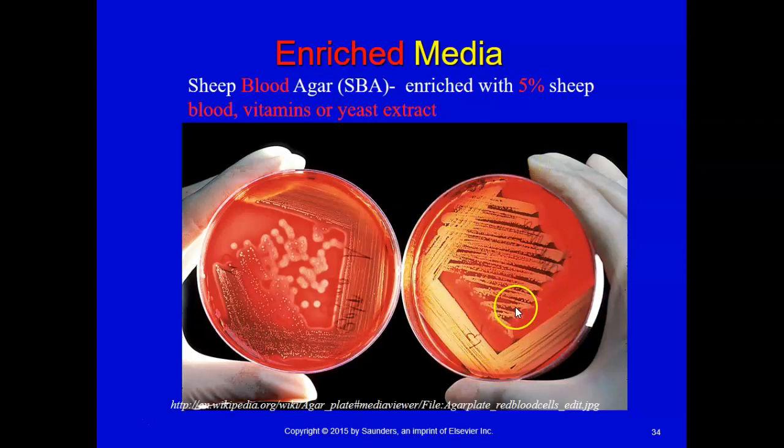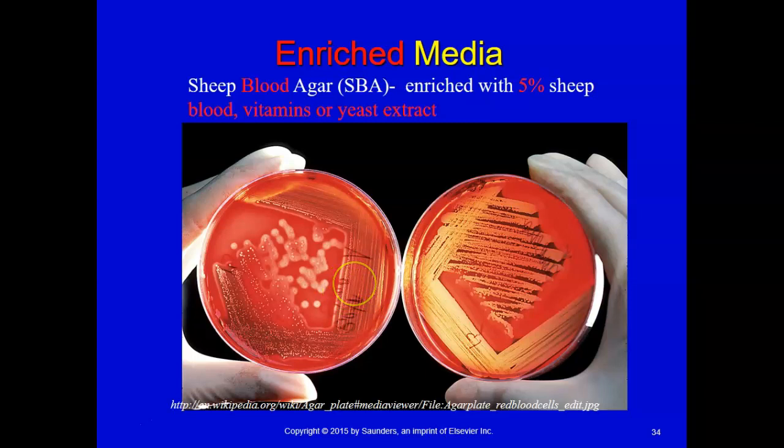It's also beta hemolytic, but this is probably a Staphylococcus or Micrococcus because those have a yellow or golden color. So this is the kind of stuff we're going to look very closely at: our bacteria, how they grow, what they look like.